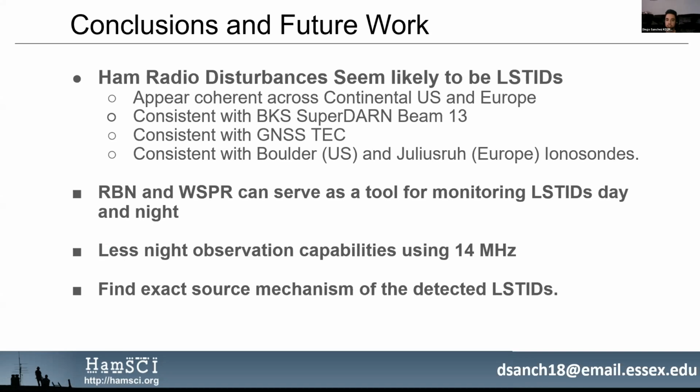RBN and WSPRNet can serve as tools for monitoring LSTIDs day and night. However, the majority of our spots were from 14 megahertz and not 7, primarily using 14 and 7 megahertz spots. But with 14 megahertz, we barely would get any data for nighttime. And from here, we're trying to find out what is the actual source of these detected LSTIDs.